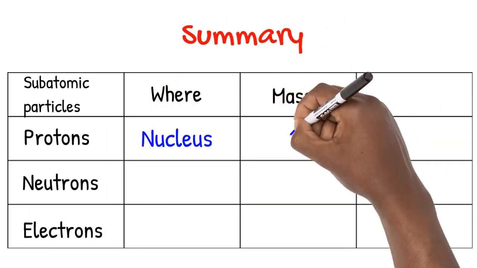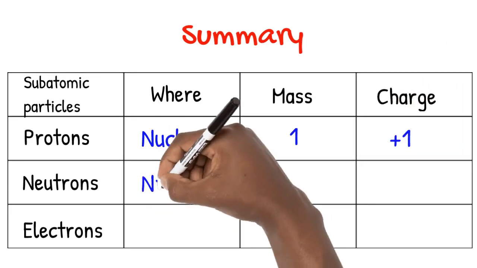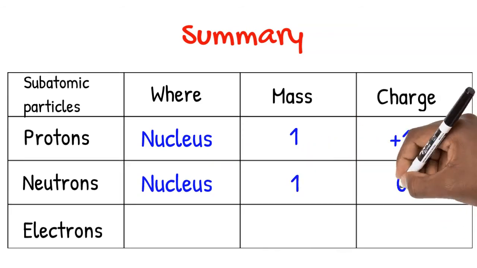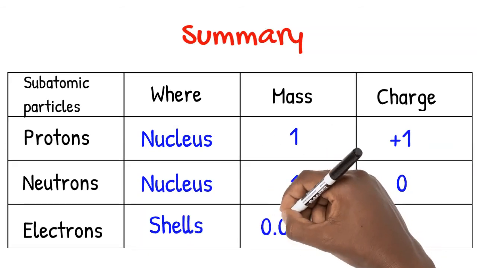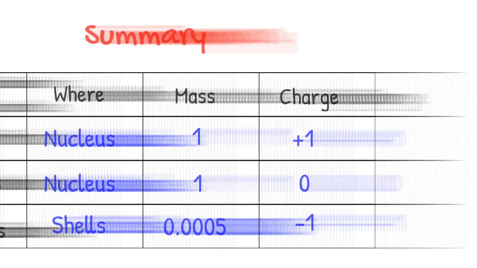In summary, the atom has 3 subatomic particles: the protons, neutrons, and electrons. The protons can be found in the nucleus, have a mass of 1 and a charge of +1. The neutrons are also in the nucleus, mass of 1 and no charge. But the electrons are found outside the nucleus in shells, have a mass of 0.0005 and a charge of -1.